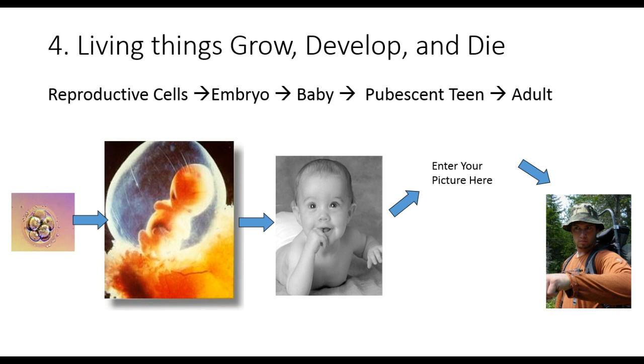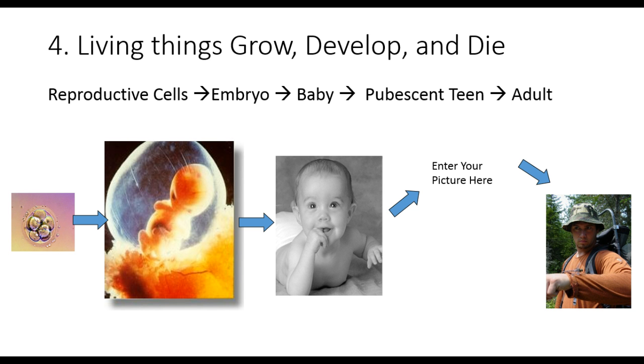The fourth characteristic of life, living things grow, develop, and die. If you take a look at the pictures from left to right, we have reproductive cells which grow and develop into an embryo, which grows and develops into a baby. Just to answer any questions out there, this is not my baby picture. I was never that cute. After your baby years and your early childhood, you become a pubescent teen, which most of you are right now, and you can enter your picture there, and then after that becomes adulthood.